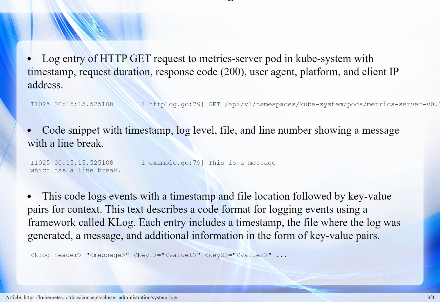This code represents a log entry generated by the Klog framework. The header includes the timestamp and file location of the log message. The message is followed by key value pairs that provide additional context or information about the event being logged.